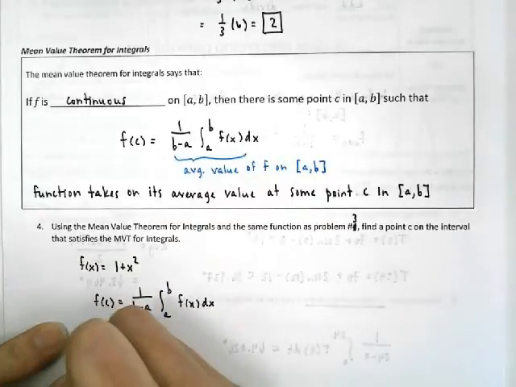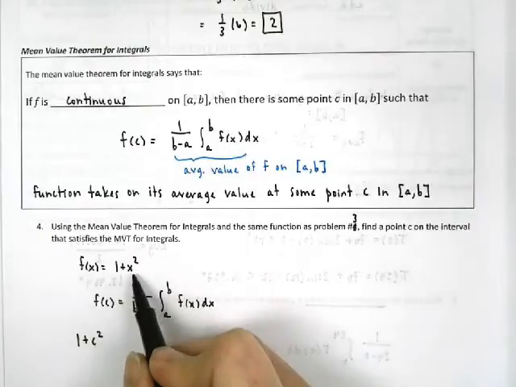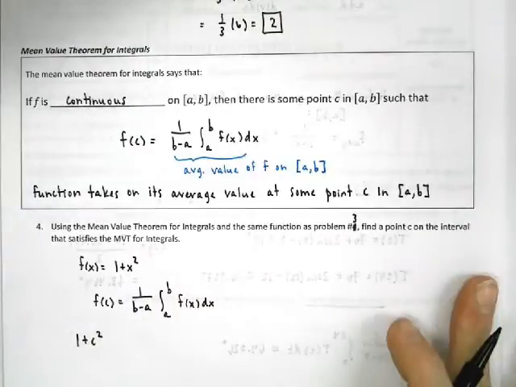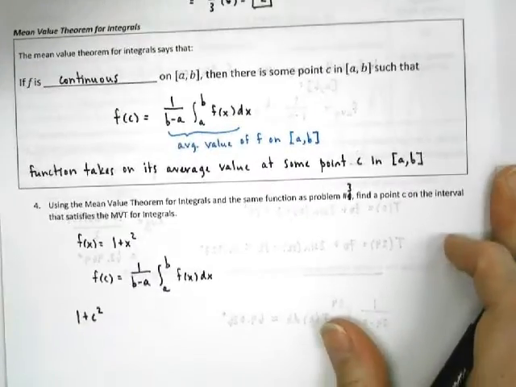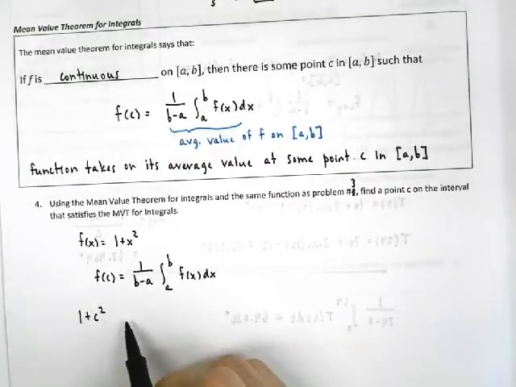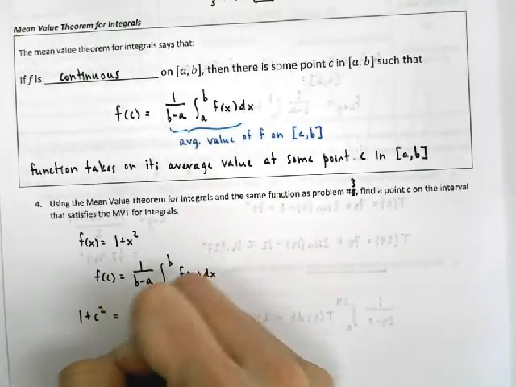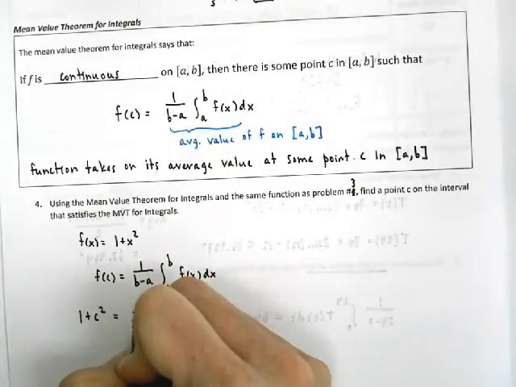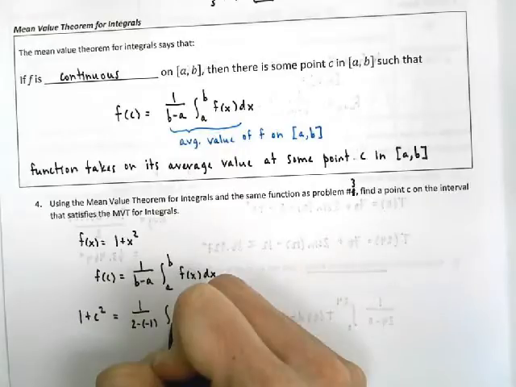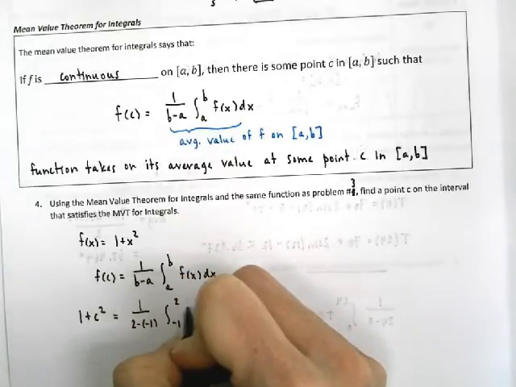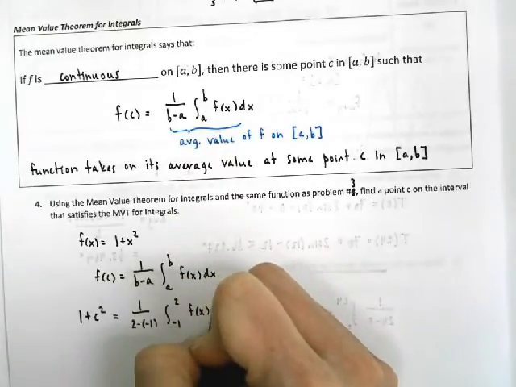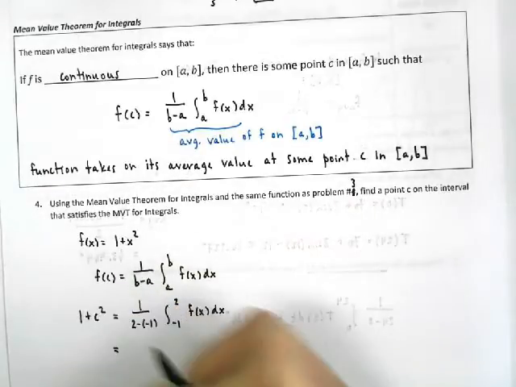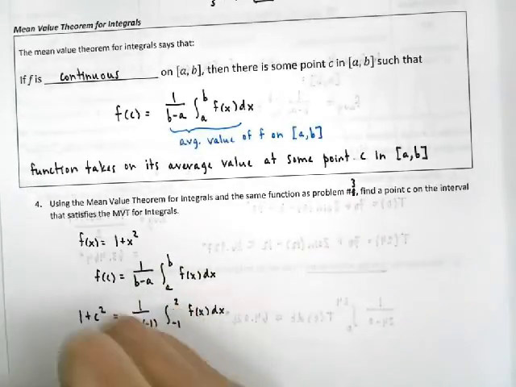So f of c is just going to be 1 plus c squared. I'm taking my function and substituting c for x. We already found the average value, right? In this case, the interval was from negative 1 to 2, the integral of f of x dx. We already found that the average value was 2.